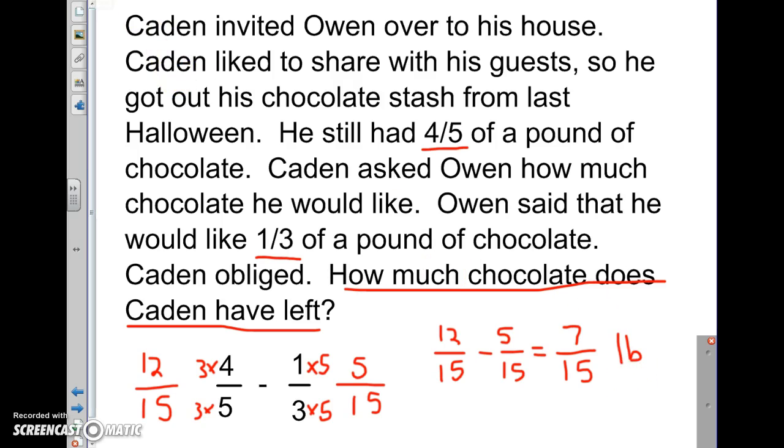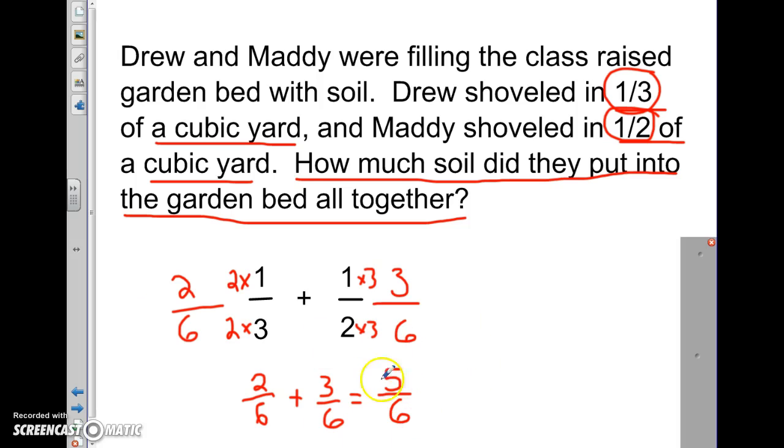And that reminds me, I need to label this right here, that Drew and Maddie shoveled together 5/6 of a cubic yard of soil.